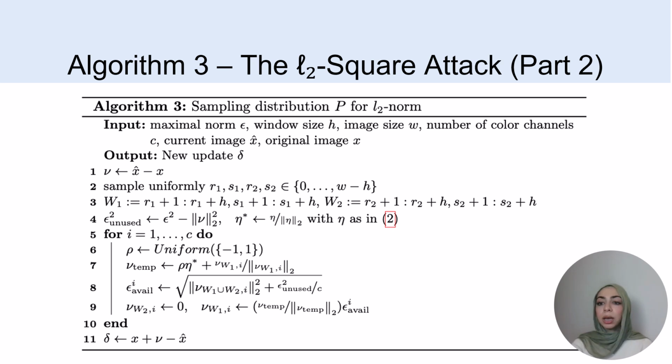And step 5 happens for each color channel. We randomly choose to either brighten or darken the square. Then we blend the structured eta patch into the first square. Then we calculate how much energy we can use, and then clear the second patch and apply the updated one. Finally, we build the full update and apply it to the image. This gives us a more powerful adversarial example, one that still follows all the rules.